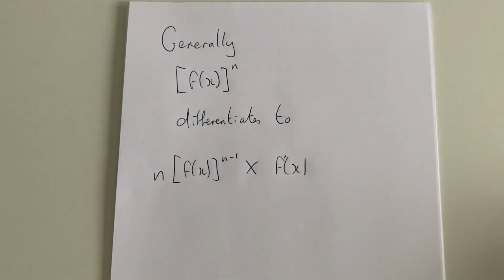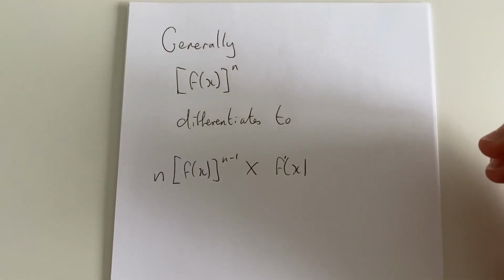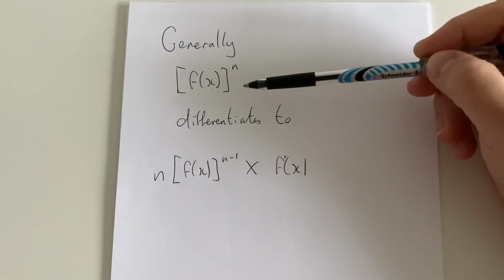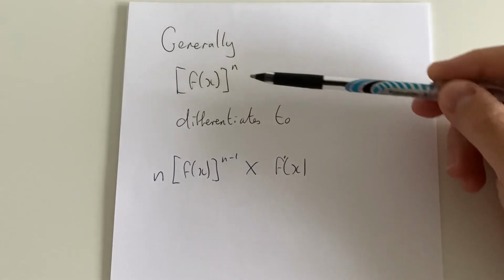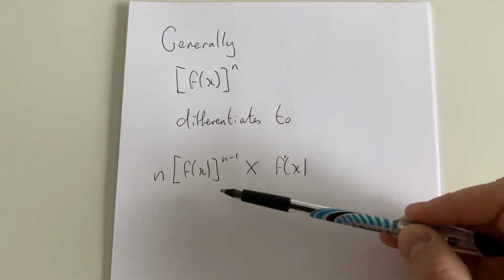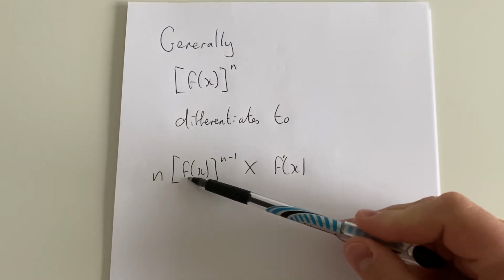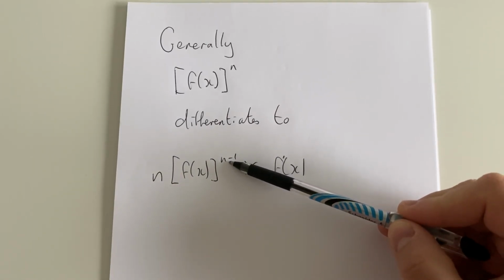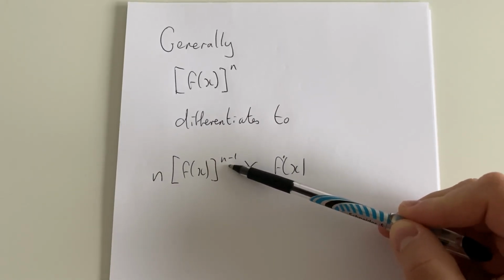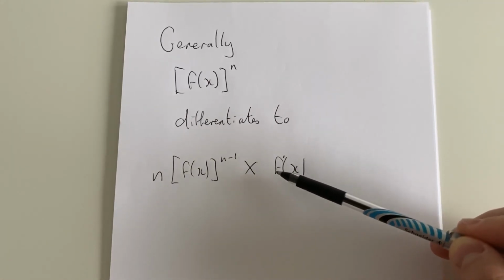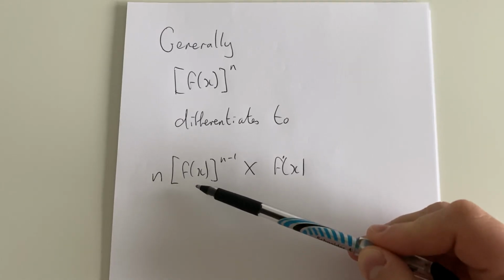Right, so chain rule is generally for more complicated functions. So generally, if you have a function to the power of n, it'll differentiate to n lots of the function to the power of n minus 1. So that's similar to what it was before with normal differentiation, but then you have to also multiply by the differential of the function.